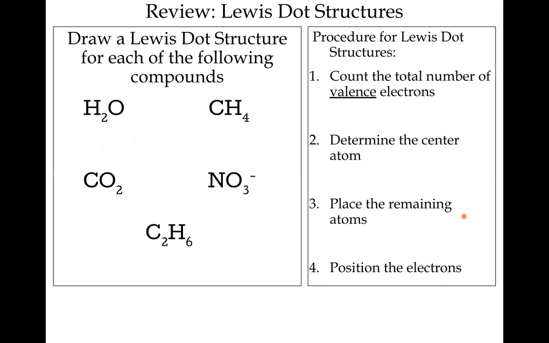The process, right? What do you do? You count the total number of valence electrons in that molecule. You then determine what is going to be your center atom. And then you place the remaining atoms around that center atom and then position the electrons.